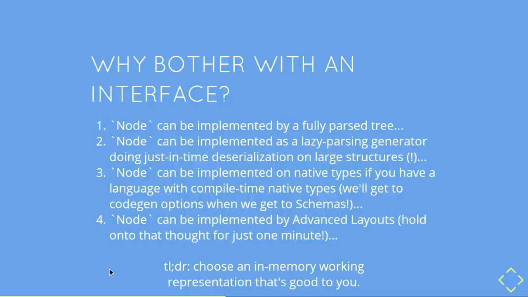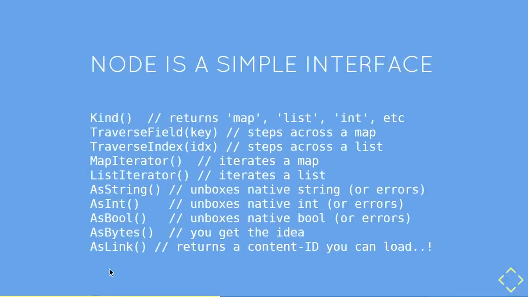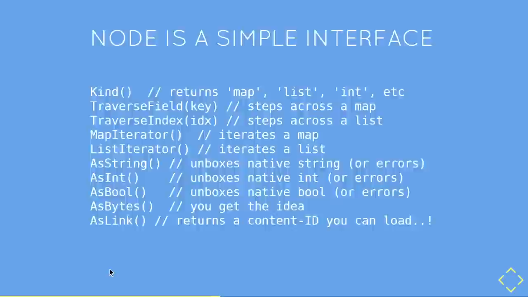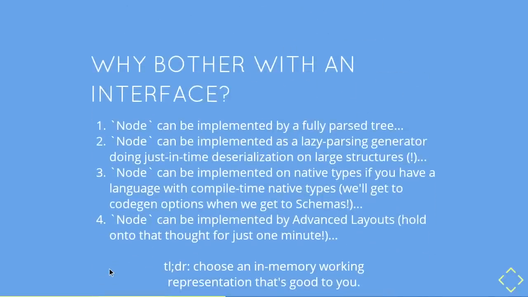Having this node interface, you could also imagine attaching this to raw binary data and having it act sort of like a generator. Every time you ask for the next thing in a path, it can lazily deserialize your raw data, and you can see how just-in-time deserialization on large structures could be really useful.